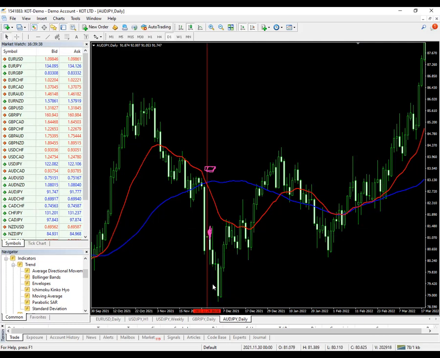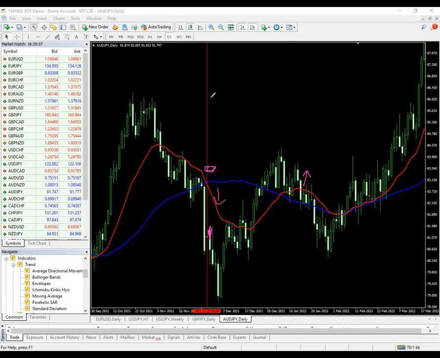Okay? And then the trade started moving back up. So when the smaller one crossed the bigger one down, it is a sell. When it crossed down, it is a sell. When it crossed up, it is a buy. Do you understand? This is often the strategy.